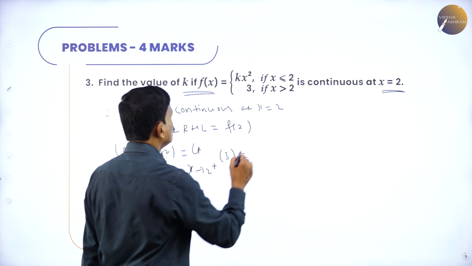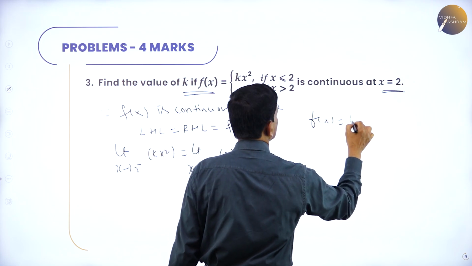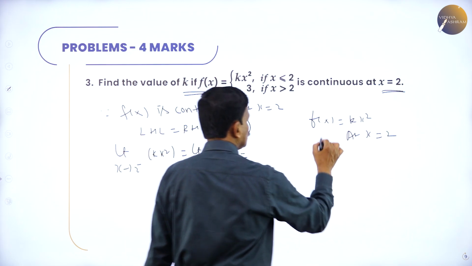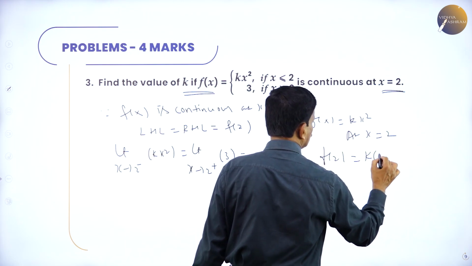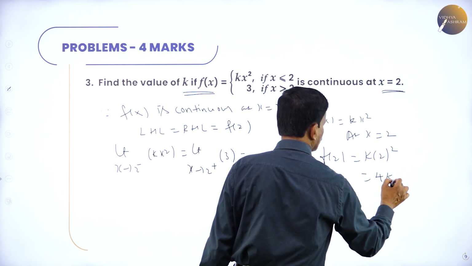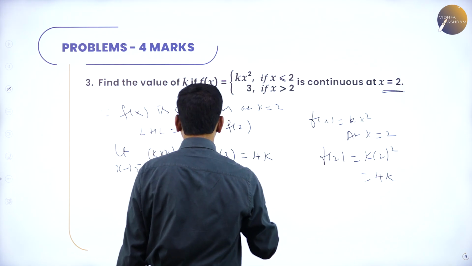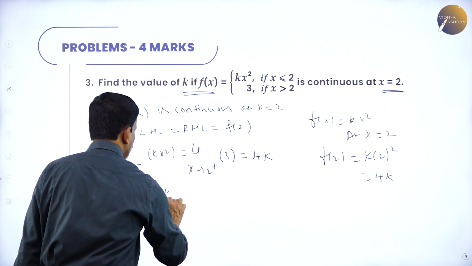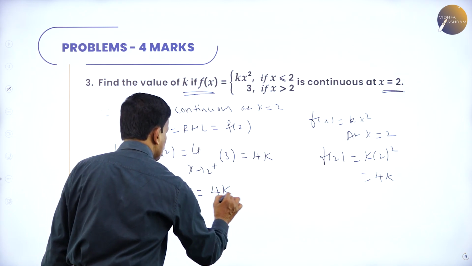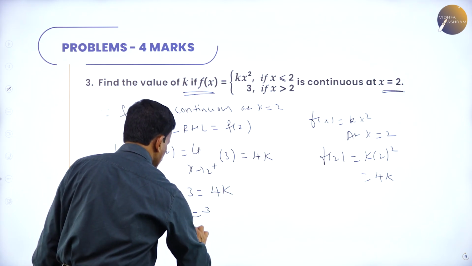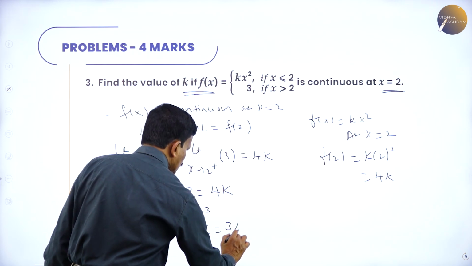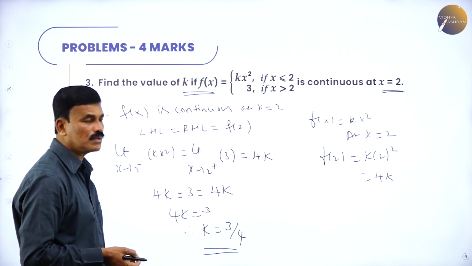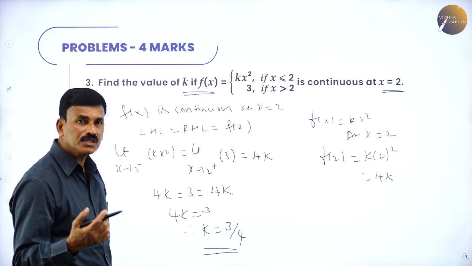Now what is the functional value? So f of x is equal to kx square at x is equal to 2. So if you write f of 2, then you will get k into 2 square, that's equal to 4k. Just substitute the value. So here put x is equal to 2, 2 square, 4k is equal to 3. 4k is equal to 3, therefore k is equal to 3 divided by 4. That's it. This is how we are going to solve. This is also a very simple problem. Now, hope you followed. Now move on to the next problem.